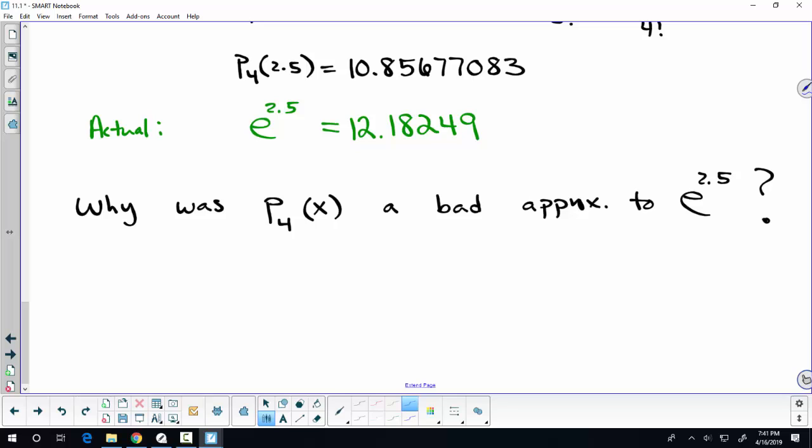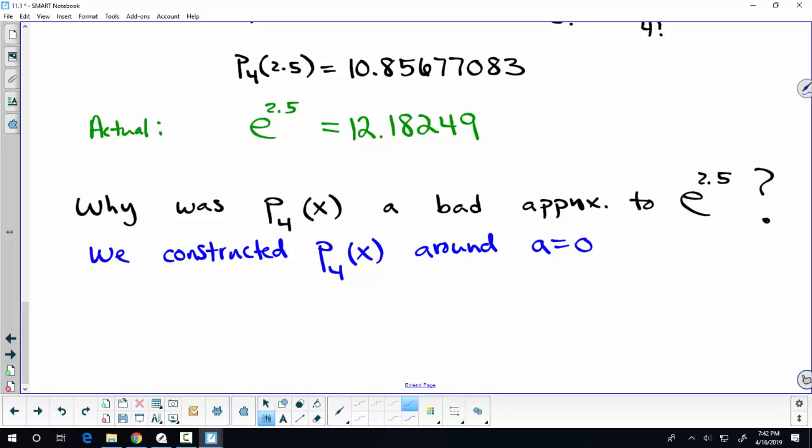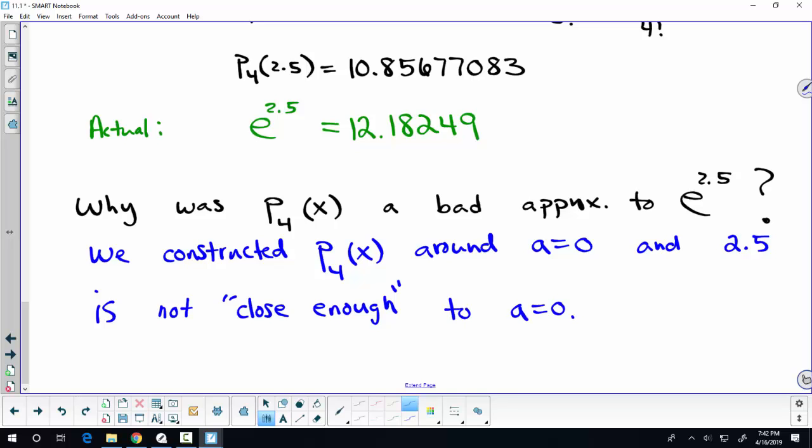So as Edward said, we constructed P sub 4 of x around the center A equals 0, and 2.5, it's a relative term, is not near 0, or near close enough to that value. 0.1 was, so we had a good approximation for e to the 0.1 because it's close to 0. 2.5 is not, so we have a bad approximation of e to the 2.5. Does that make sense?